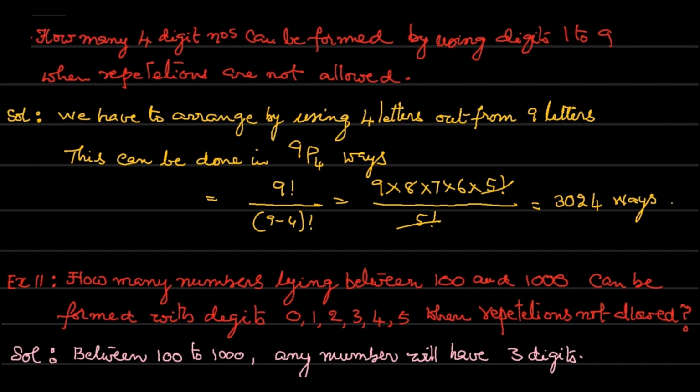How many 4-digit numbers can be formed by using digits 1 to 9 when repetitions are not allowed? So there are digits 1 to 9, and we have to select 4 and permute them. Permute means make arrangements with them. That is factorial 9 by factorial 9 minus 4, 3024 ways. 9P4 ways.